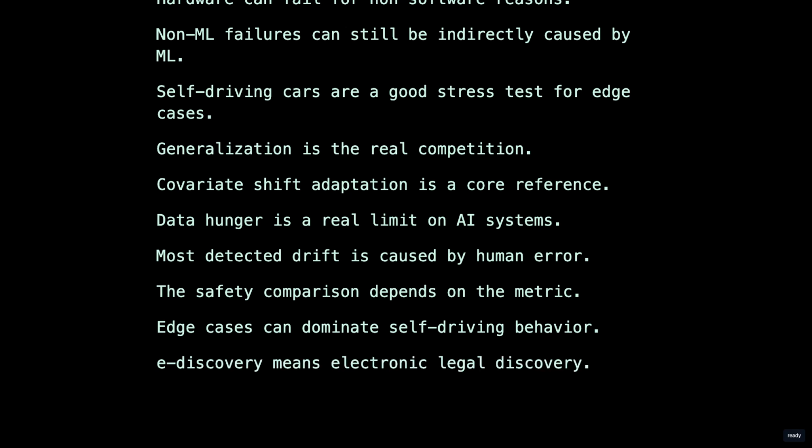That term just names legal discovery when the evidence lives in electronic form. It matters here as another example of a domain where machine learning must work with messy, real-world data and changing input conditions.